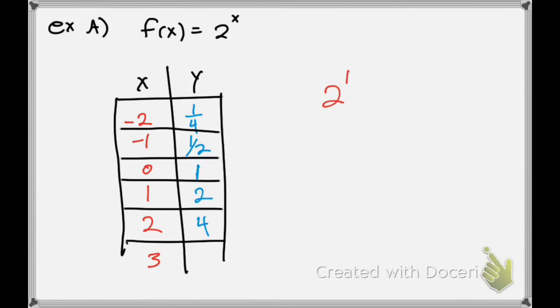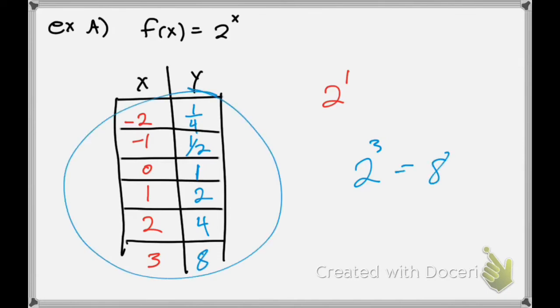I'm going to put a 3 here. Remember, you can always add as many points as you want or take away points if you don't need them, but usually more is better. Well, 2 to the power of 3, right? That's going to be 8. So I have my xy coordinates, and now let's go ahead and plot them.